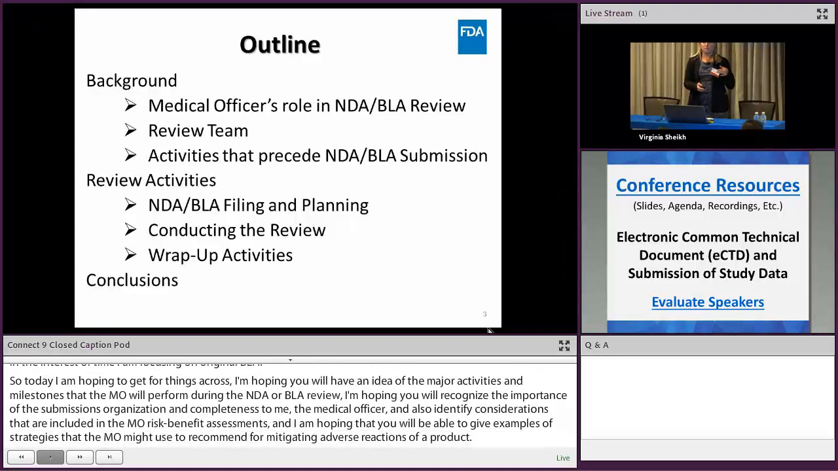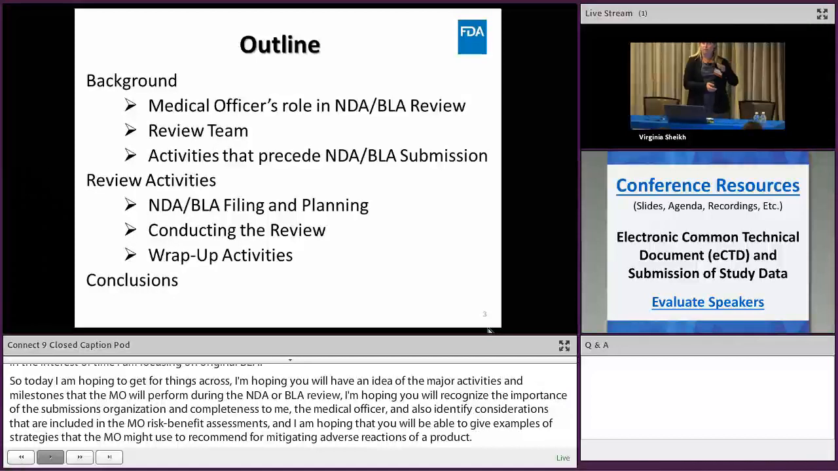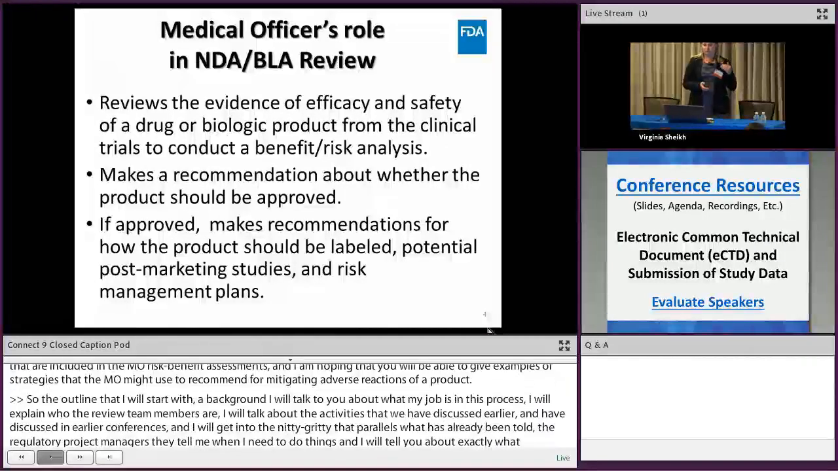So the outline: I'm going to start with a background. I'm going to tell you about what my job is in this process. I'm going to explain who the review team members are. I'll talk about some of the activities that we've discussed earlier and you've discussed in other conferences. And then I'll go into the nitty-gritty that parallels what Swati and Lois already told you. So they're regulatory project managers. They tell me when I need to do things, and then I'll tell you a little bit about exactly what that is. And I'm going to break it up into 3 different steps, which I'll explain in a bit.